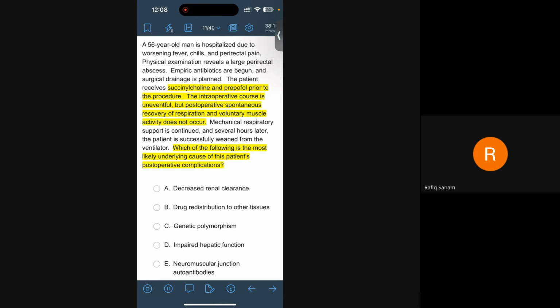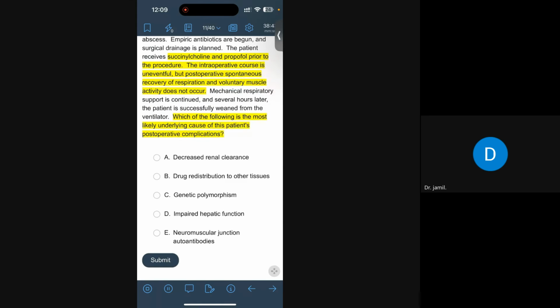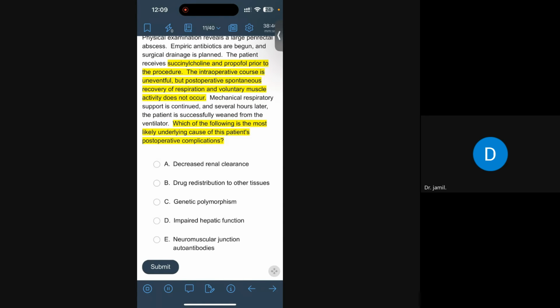So he is telling in this question that usually when we give succinylcholine and propofol for a procedure, the patient recovers in a specific time frame. But in this specific patient, recovery takes much longer, like 2 to 3 hours longer than other patients. What is the cause here? Why is the person taking longer? Genetic polymorphism, because there is an enzyme in the plasma that metabolizes succinylcholine.